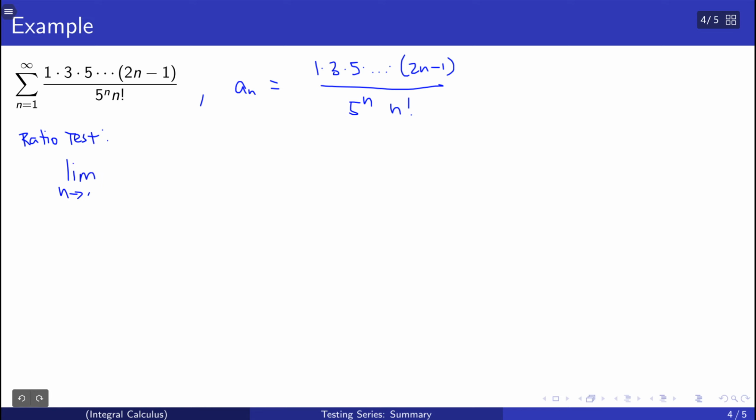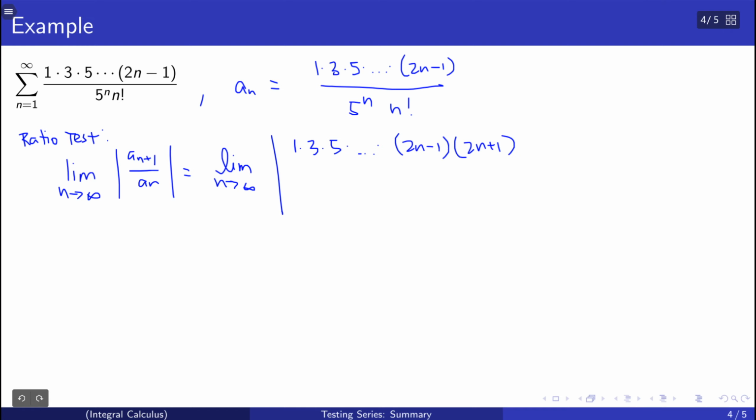Limit as n goes to infinity of the ratio of a_{n+1} over a_n. Okay, what's a_{n+1}? So it's 1 times 3 times 5, up to 2n minus 1, 2n plus 1, right? This is the term I get when I plug n plus 1 into my last term here. And I divide that by 5 raised to n plus 1 times n plus 1 factorial. And then I divide by a_n, or that's the same thing as multiplying by the reciprocal.